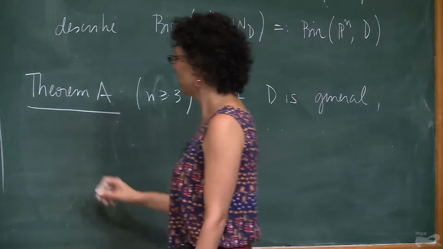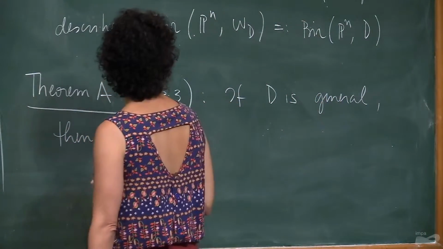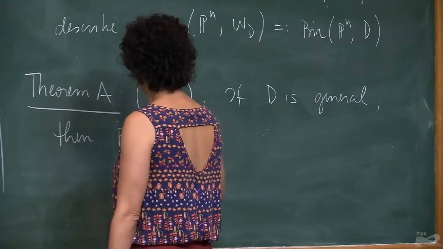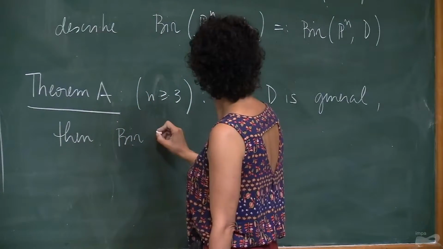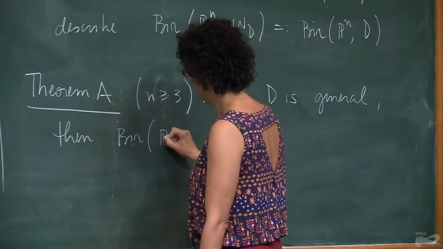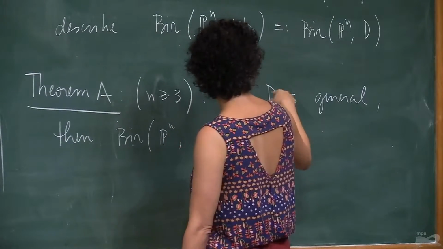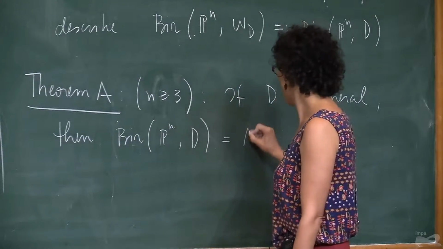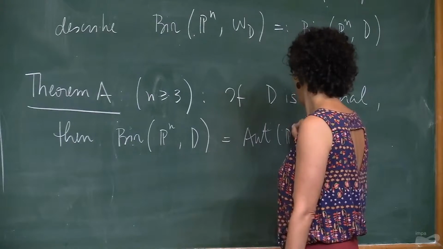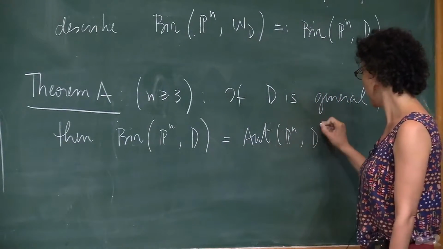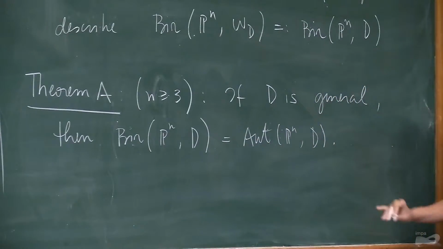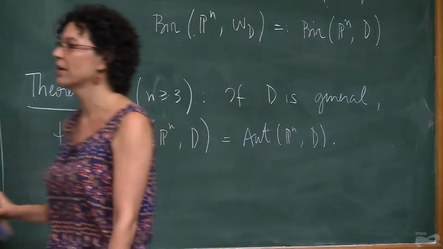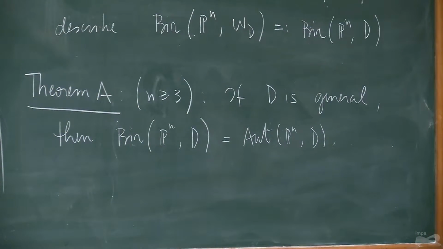So then the group of birational maps of Pn that preserve the form associated to D is just the group of automorphisms of Pn that fix D. So this is not very interesting. Let's look at the next case.